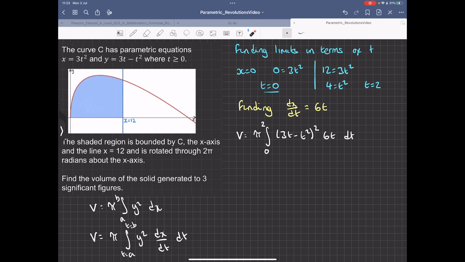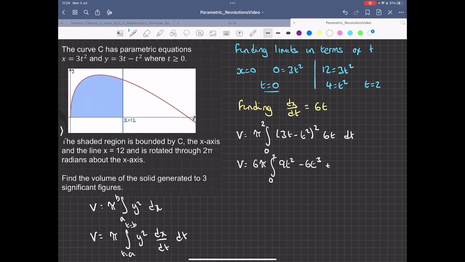So we can tidy this up by moving the 6 in front of our integral and expanding out these brackets. So now we get the volume is equal to 6 pi times the integral between 0 to 2. And when we expand these brackets, we get 3t multiplied by itself, so 9t squared. We get 2 lots of 3t times negative t squared, so this becomes negative 6t cubed. And then we get negative t squared multiplied by itself, so positive t to the 4. And this is all multiplied by t and integrated with respect to t.